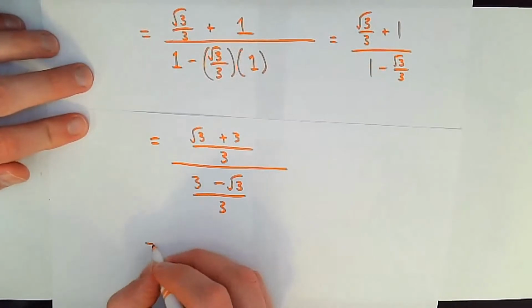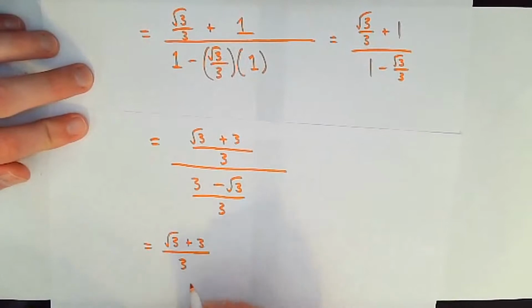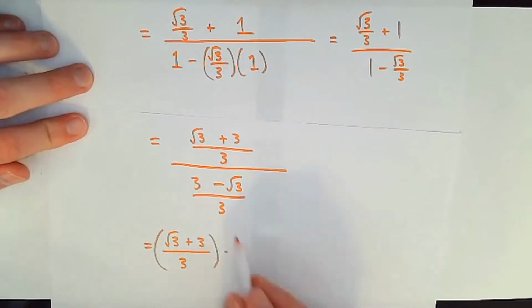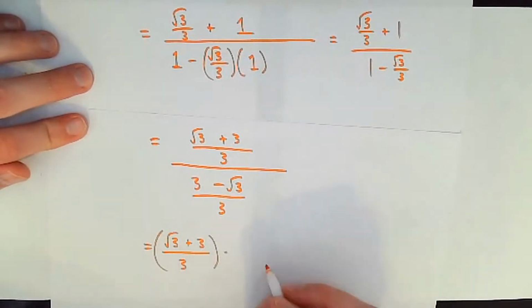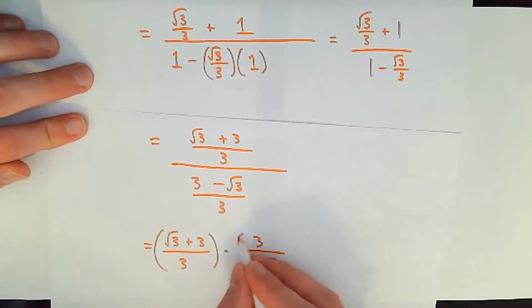My next step, I'm going to say, well, this is the same as square root of 3 plus 3 all over 3 times the reciprocal of this, right? Fraction division. So 3 over 3 minus square root of 3.